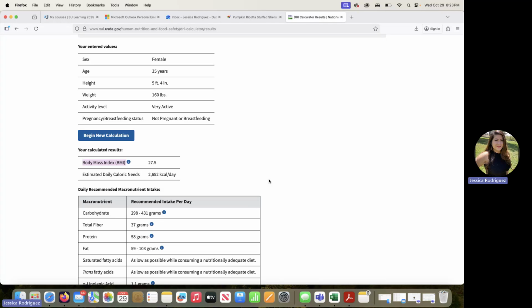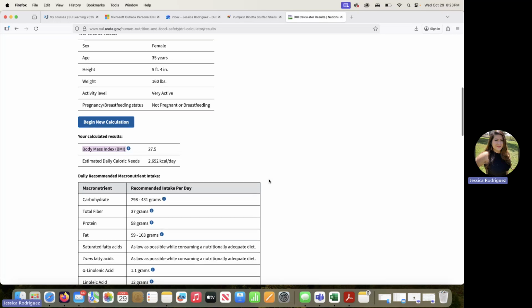It is not a perfect measure, but it helps identify general health categories, okay? And the formula will always be weight in kilograms divided by height in meters squared, okay?